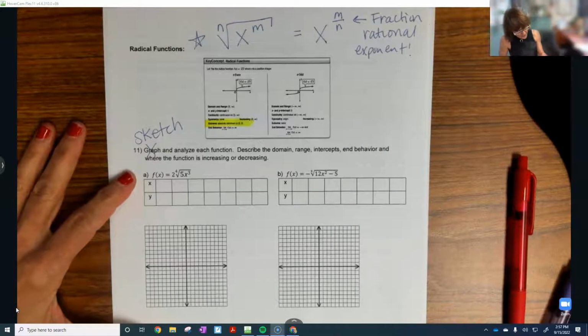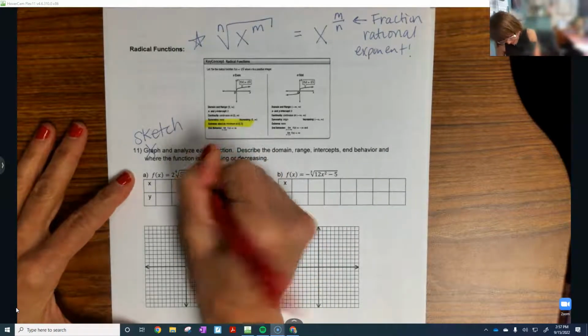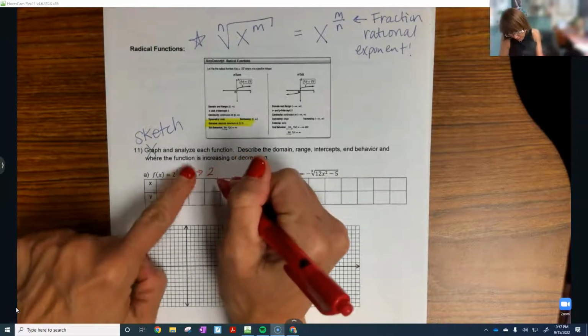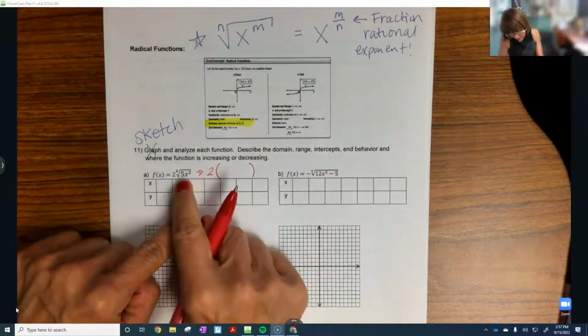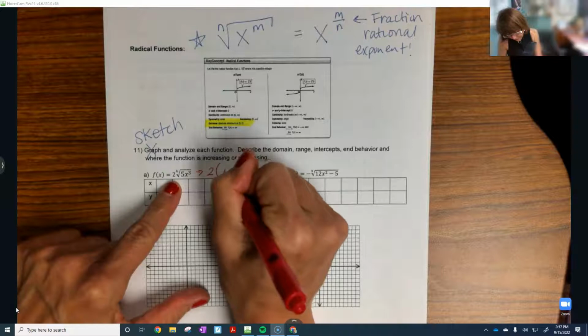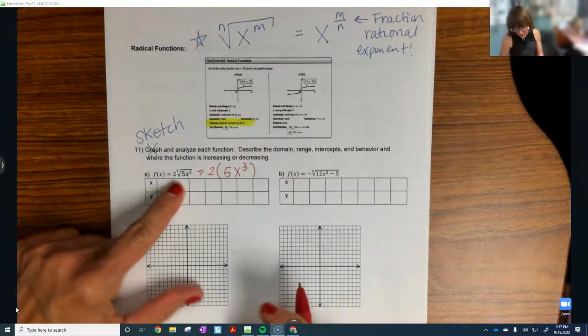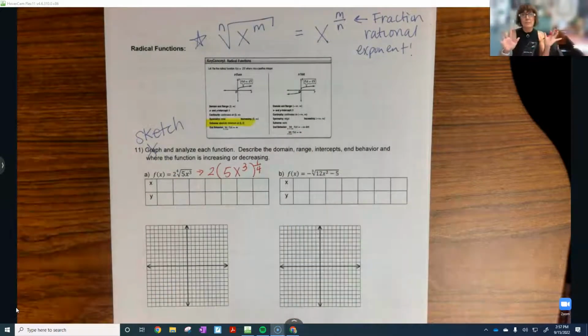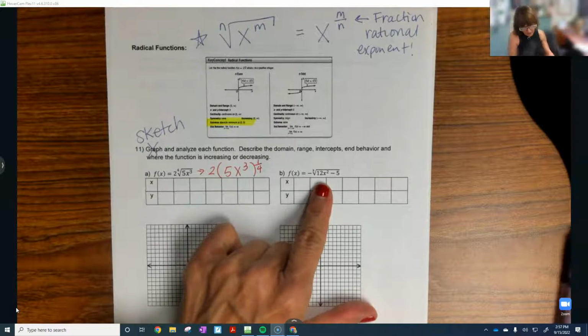So on A, when I go to grab this in Desmos, guys, look how it looks. I leave the 2 where it's at. All this other stuff, the inside, I write in parentheses. It's going to look like this. The outside, see that 4? It becomes a fraction. So let's practice writing this one.